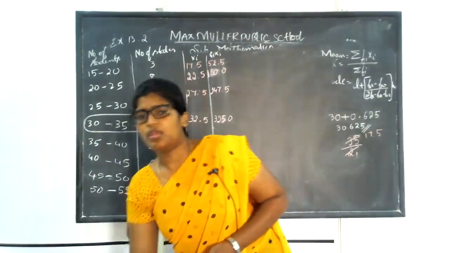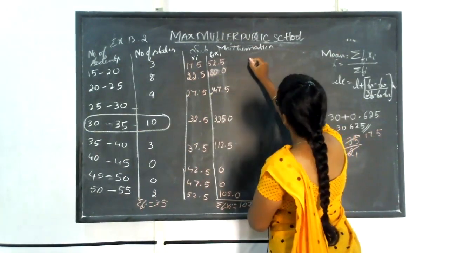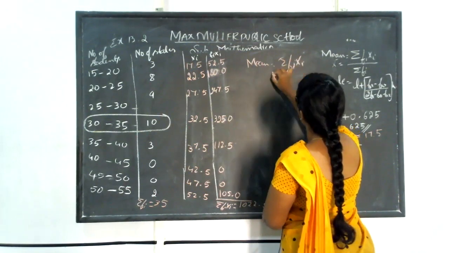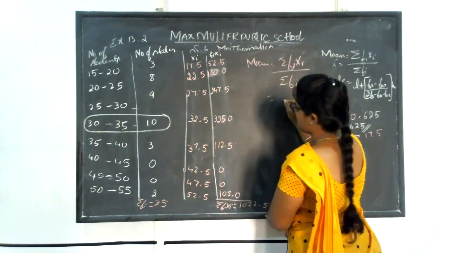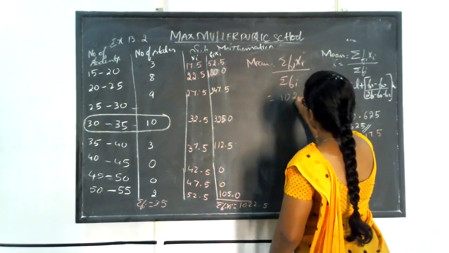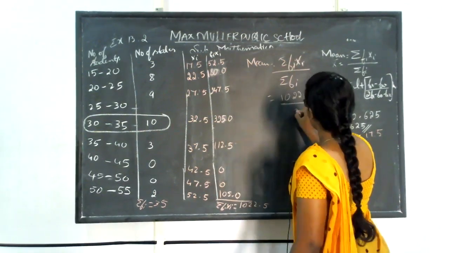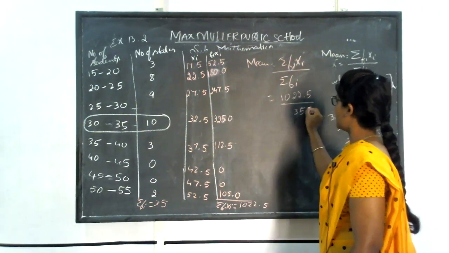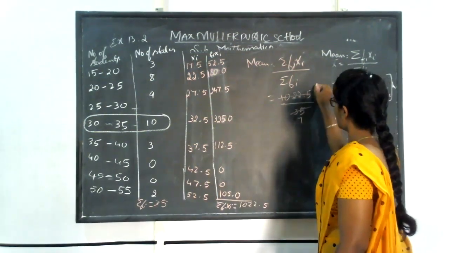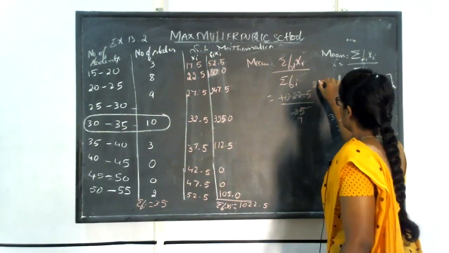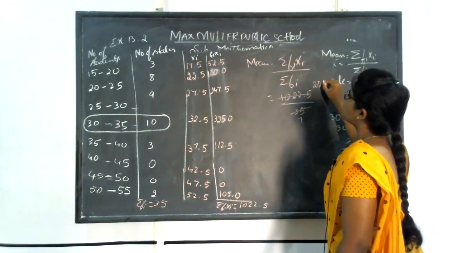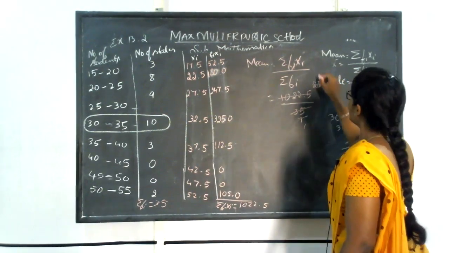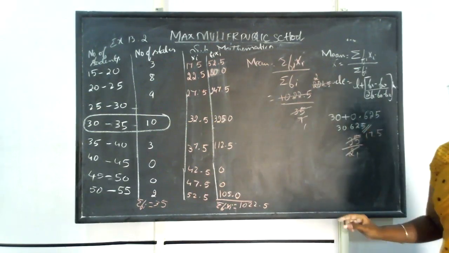What is the mean formula? Mean is sigma Fi Xi divided by sigma Fi. Sigma Fi Xi is 1022.5 divided by 35. Both numbers end in 5, so you divide by 5. 5 sevens are 35, 5 2s are 10, then 5 4s are 20, point, you will have 25. Then 7 2s are 14, you will be left with 6.